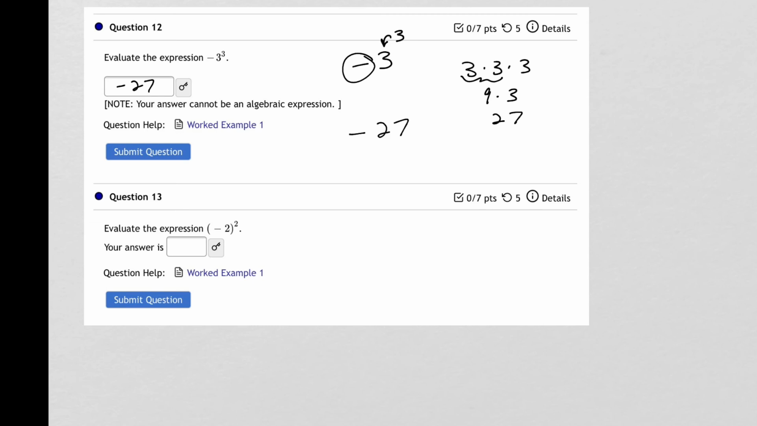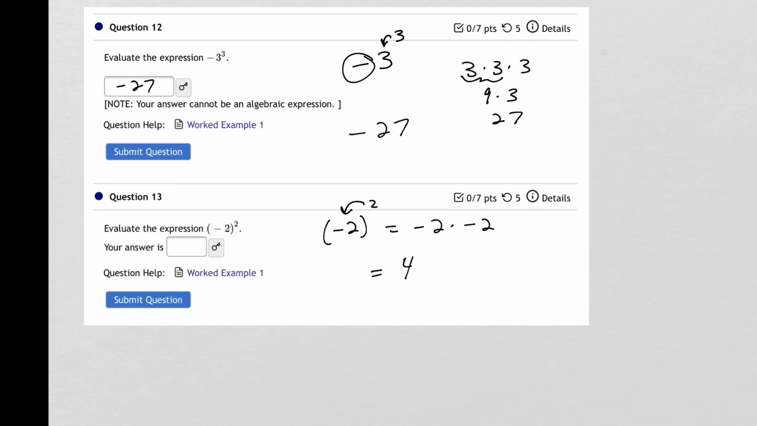Okay, the next question, negative 2 squared. But now the whole negative 2 is in parentheses. So that exponent 2 acts on the entire negative 2. So this is like saying negative 2 times negative 2. Well, we know a negative times negative is positive, and 2 times 2 is 4. So this is just equal to 4, right?